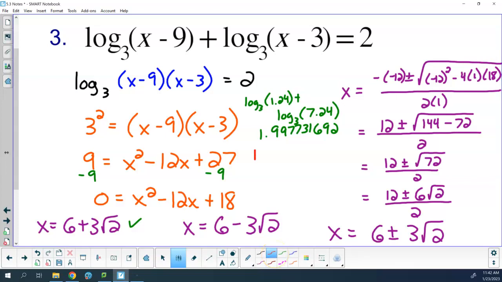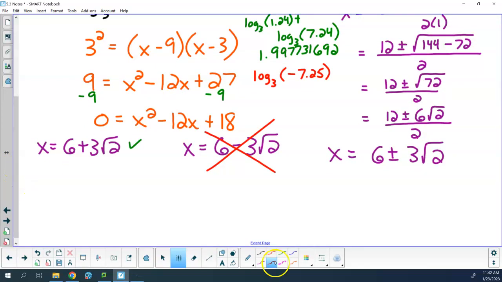Because on the first one, we get log base 3 of 1.75 minus 9, which is negative 7.25. Do I need to go any further? No, because I have to have a positive argument. So right then and there, this one is gone. Okay? So my only answer here would be x equals 6 plus 3 square roots of 2.